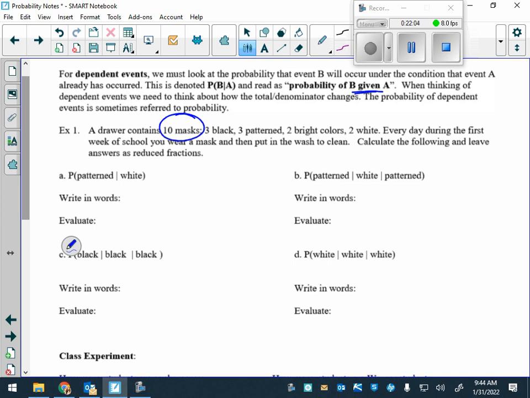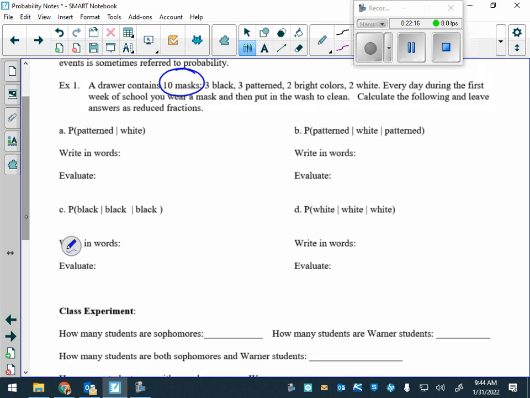Every day during the first week of school, you wear a mask and then put it in the wash to clean. Calculate the following and leave answers as a reduced fraction. All right, so we have here the probability of selecting a pattern mask given that you already selected a white mask. Does that make sense? You guys are going to write this in words: probability of selecting a pattern mask, given that you have already selected a white.